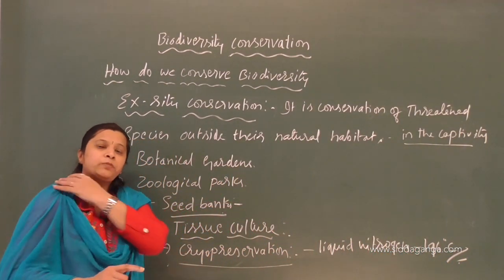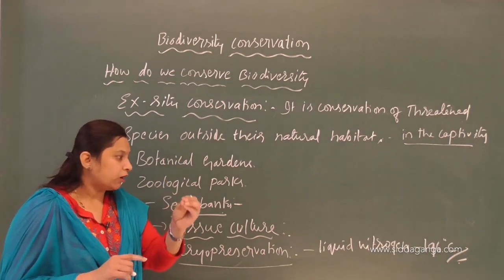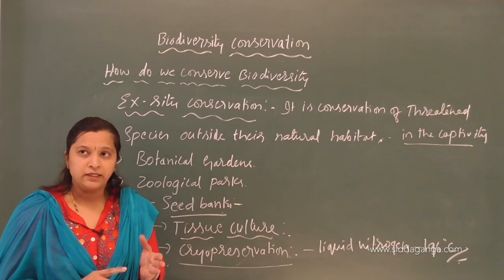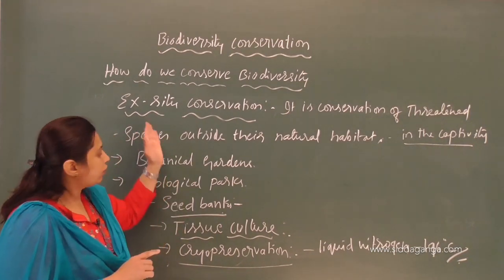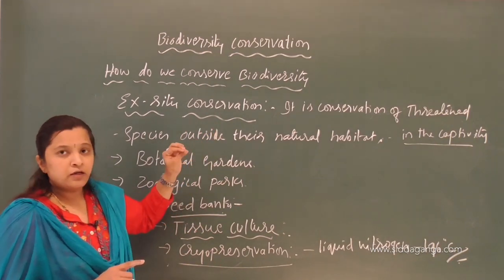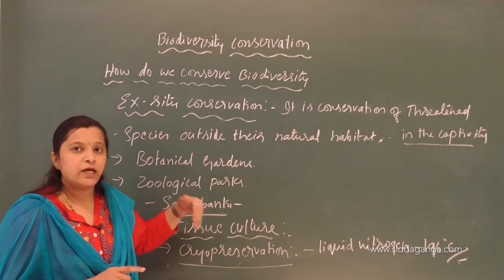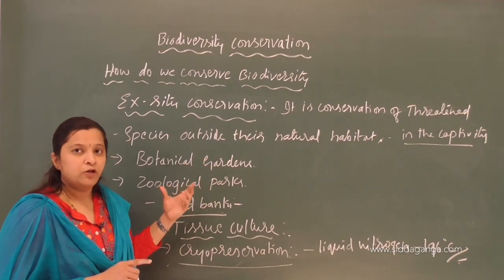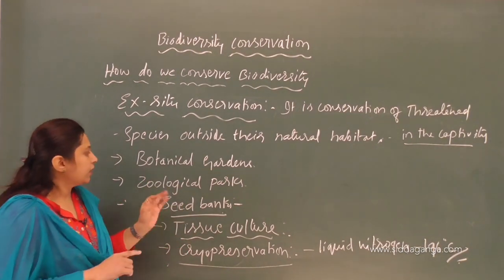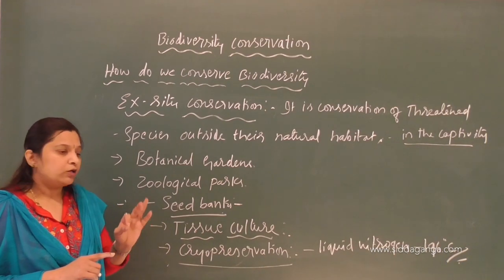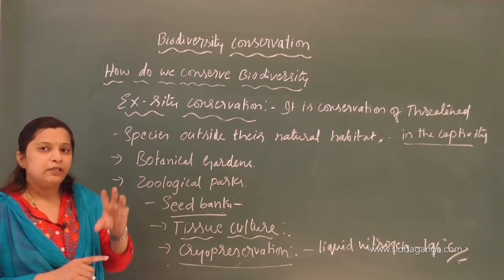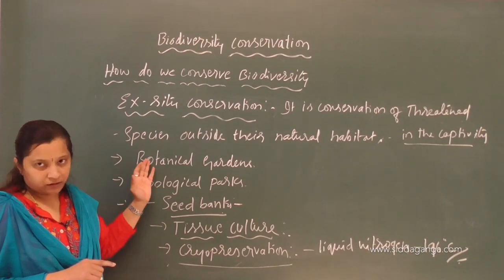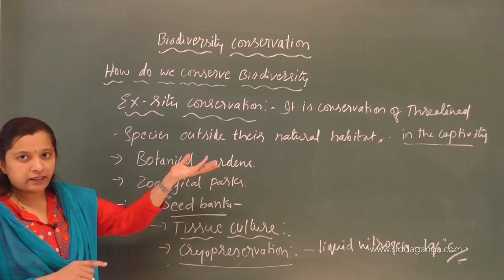So in cryopreservation, it is possible to store cells, tissues, or the gametes in liquid nitrogen at -196°C. All of these come under ex situ conservation, because here we are conserving the plant and animal species outside their natural habitat. Botanical gardens are not natural, they are all man made. Zoological parks, man made. So they are conserving outside their natural habitat. So they all fall under what? Ex situ conservation. So this is in situ as well as ex situ conservation. We can either conserve biodiversity in their natural habitats or in a man made habitat, that is, in captivity.